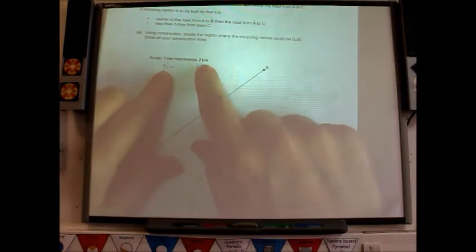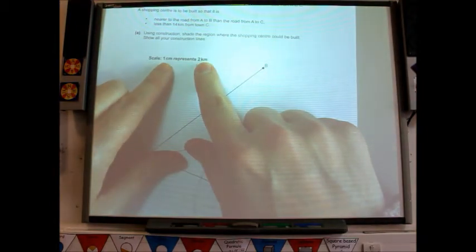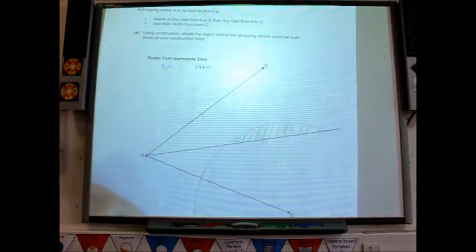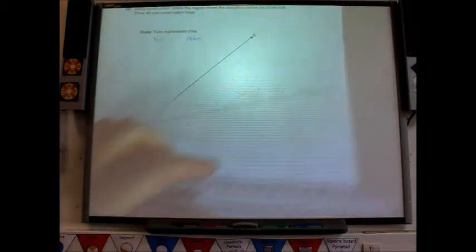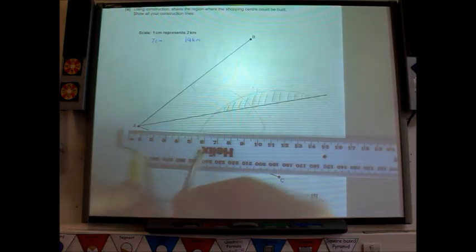Now you've got a scale here. 1 centimetre is 2 kilometres. So you want to know how many centimetres is 14 kilometres. Well, you just simply times that by 7 as well. So then what you do to find out how far that is away from C is you get your ruler out and you put this to 7 centimetres.